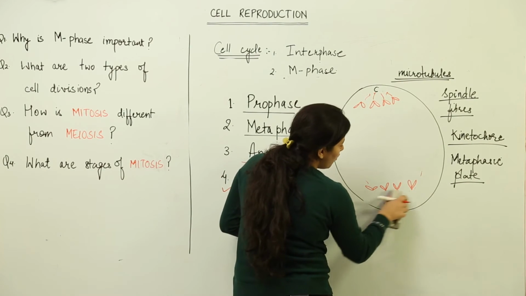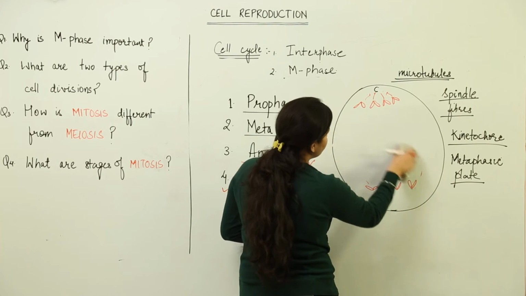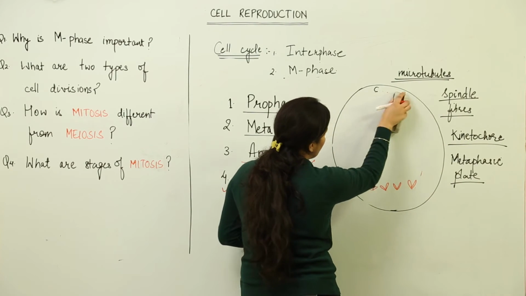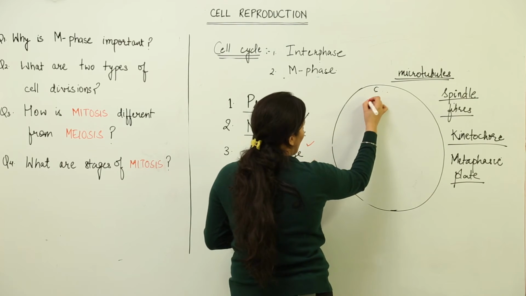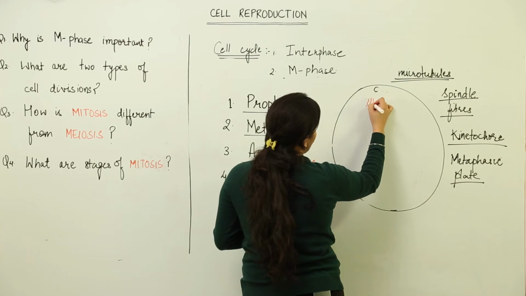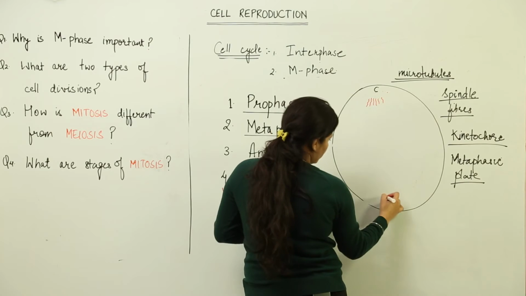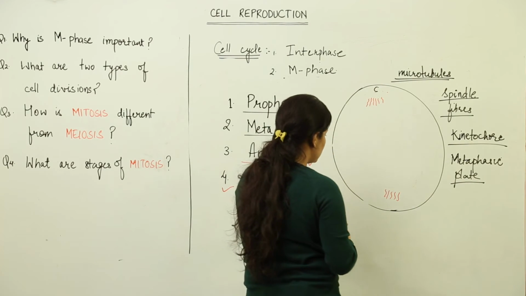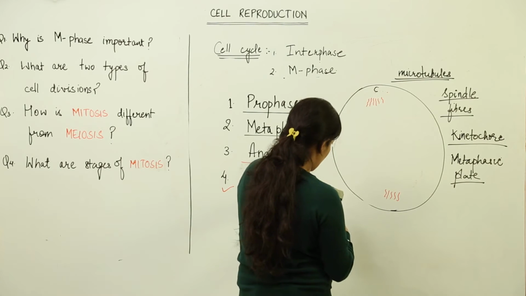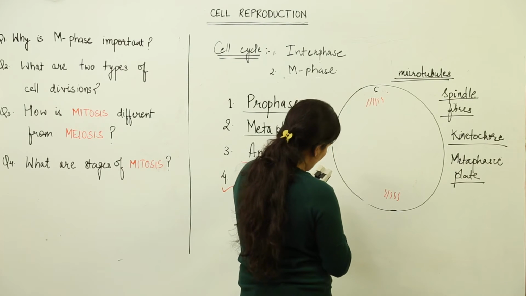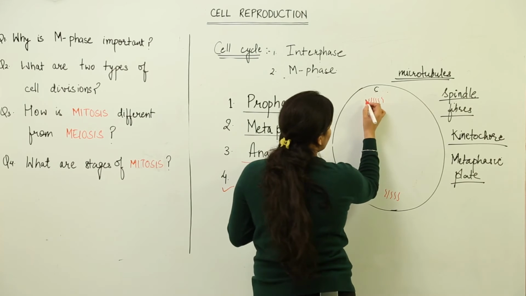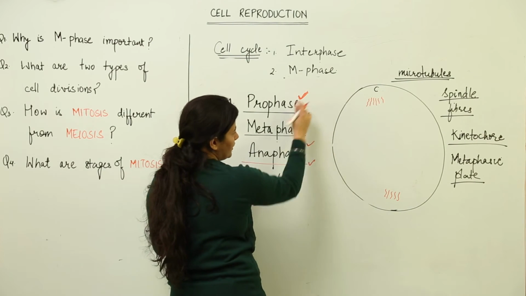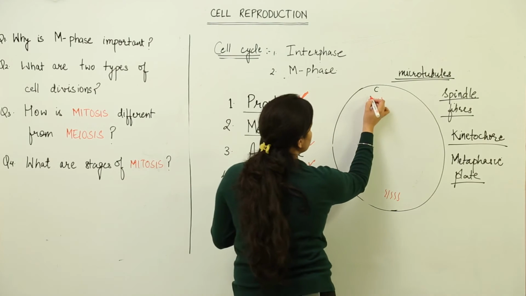towards the poles. What happens in telophase is that these sister chromatids would come together and they would again somehow decondense themselves. They were condensed in chromosomal form. They would decondense themselves, and all those things which were degenerated or which disappeared during the prophase, they would start coming back.